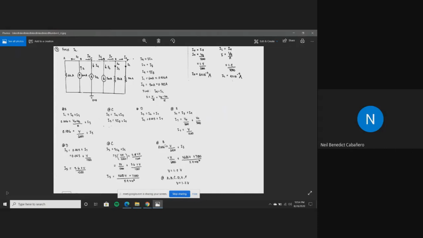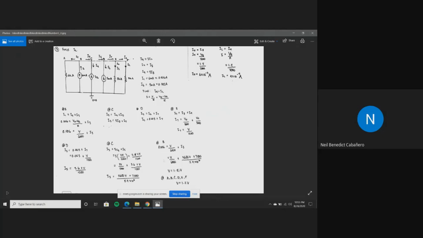So finally, for the last unknown, we substitute again those given values. So at node B, we know that 0.006 is equal to V over 6,000 plus I3. So now since we have obtained I3, we just substitute its value. So 0.006 is equal to V over 6,000 plus I3, which gives us V over 6,000 plus 5,600 V plus 7,200 all over 2.4 times 10 raised to 6.